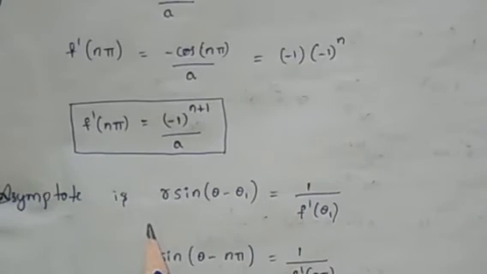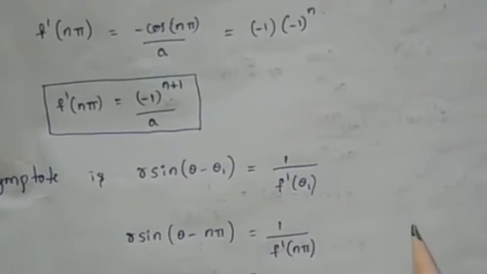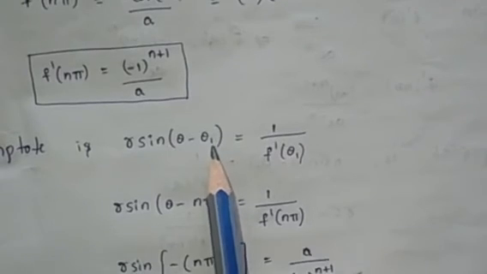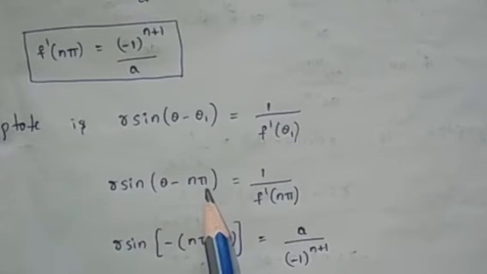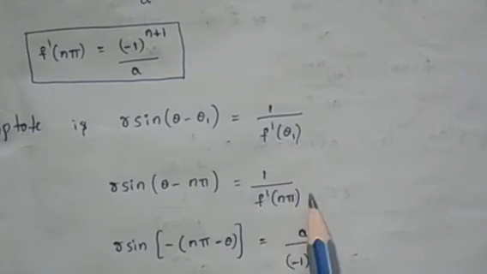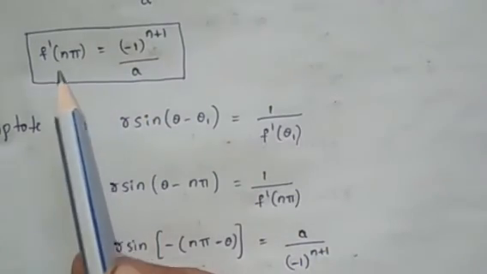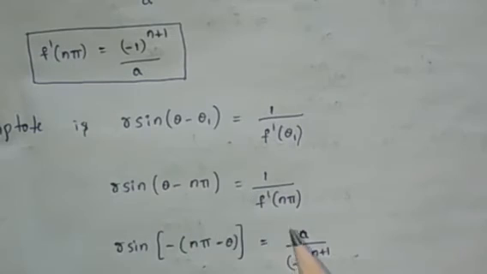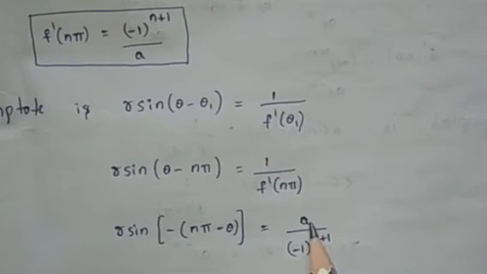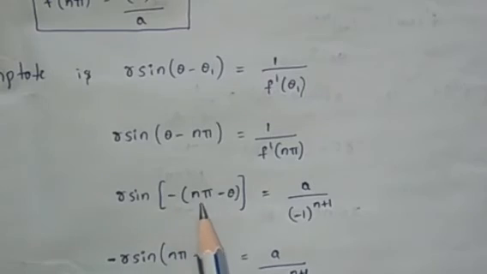The asymptote is r sin of theta minus theta 1, which is equal to 1 by f dash of theta 1. You put the theta 1 value. Theta 1 is n pi. You get r sin of theta minus n pi which is equal to 1 by f dash of n pi. 1 by f dash of n pi is a by minus 1 whole to the power n plus 1. Okay, you take the reciprocal, you get 1 by f dash of n pi, then you substitute to this. So you get a by minus 1 whole to the power n plus 1. In this case, you take the minus sign outside, you get r sin of minus of n pi minus theta.